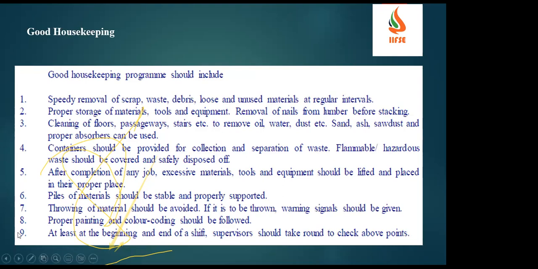And also we can put in a promotion: whoever is maintaining housekeeping properly, we can put in an R&R, reward and recognition system in the month, so that they will be encouraged. Whoever is doing proper housekeeping can be encouraged with a gift, appreciation or certificate, so that they will also get motivated and practice it.